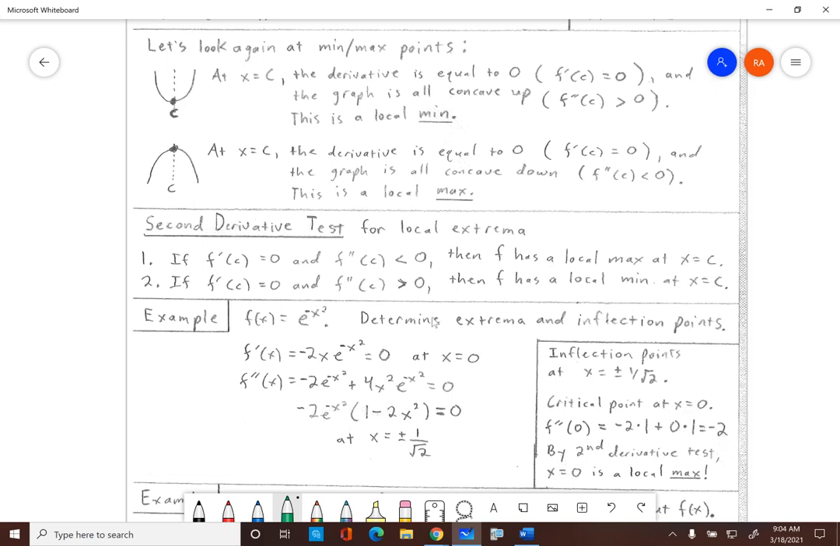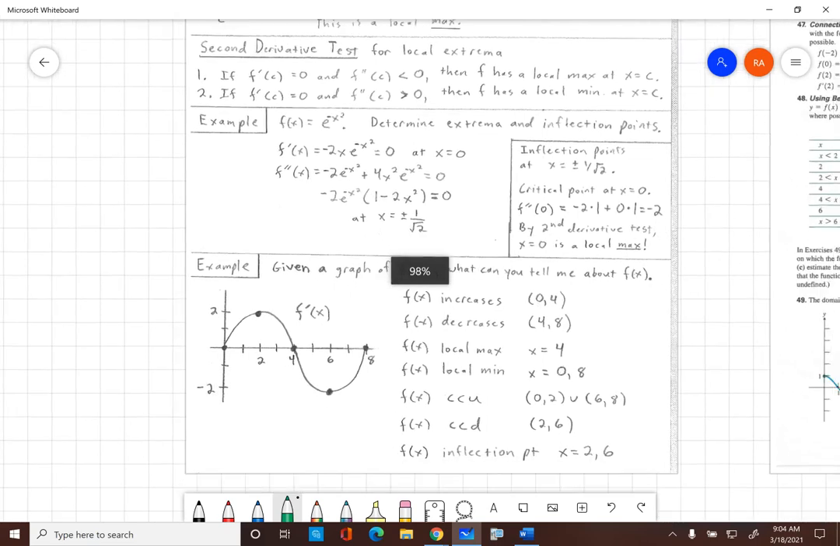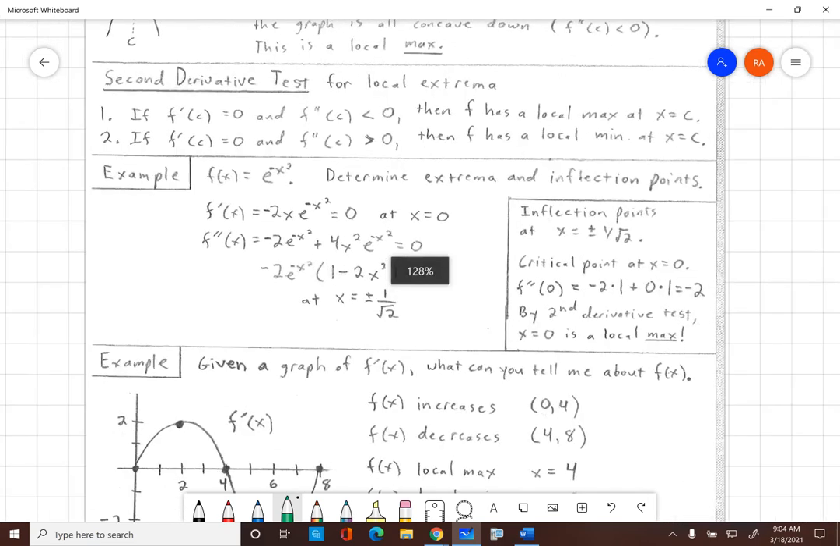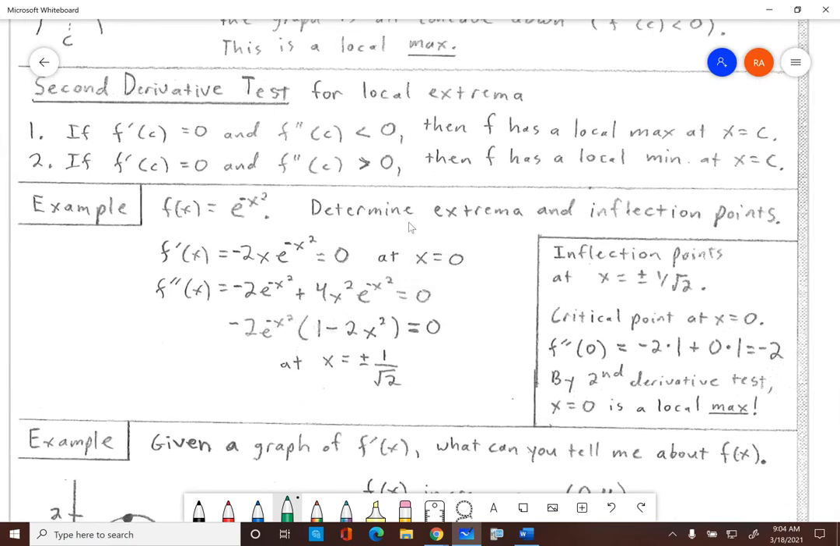Okay, so here's a couple final examples here. Let's do this one here. I'm going to start with e to the negative x squared, and I'm going to determine extrema. This is just the plural of extremum, or mins and maxes. Minimum, maximum, minima, maxima, singular versus plural, and inflection points.